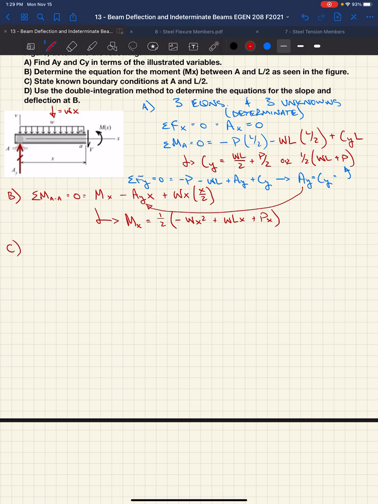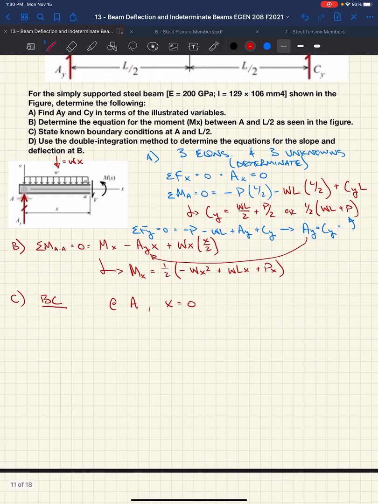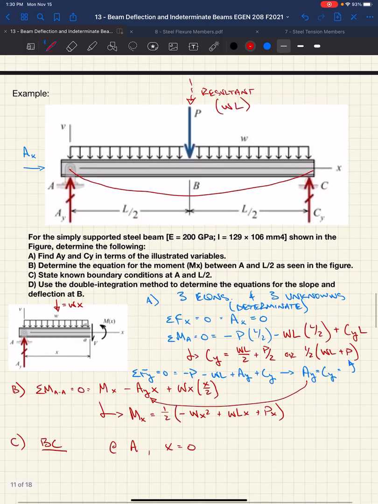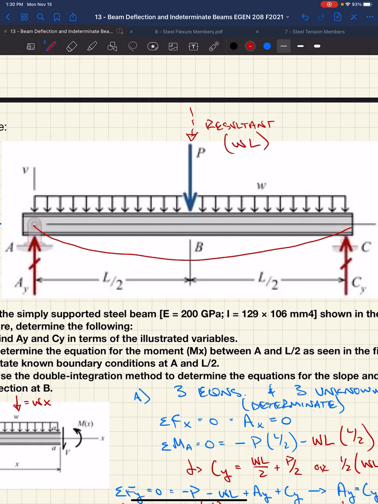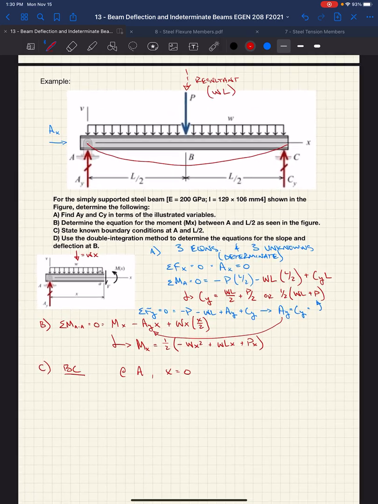So if we go to part C, they want boundary conditions, right? BC. If we look at A, at this point, x equals 0. Give me a boundary condition at A, somebody. What do we know about this beam at A? What is it going to do or not do? What's that? Yeah, v equals 0, right? It's not able to displace at all. It's pinned, it's fixed right there at A. So we'd say at x equal to 0, deflection equals 0.